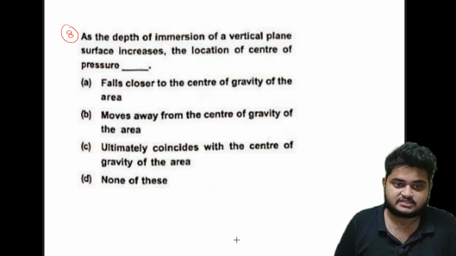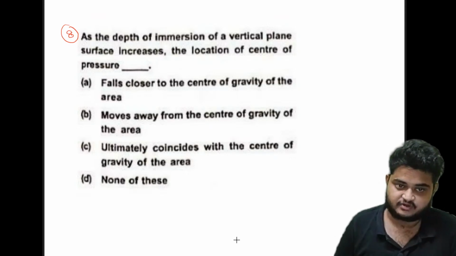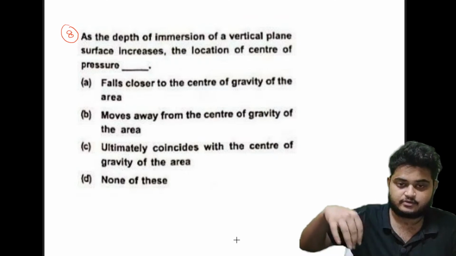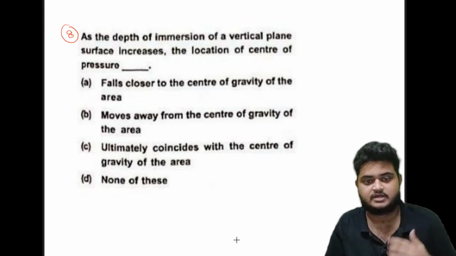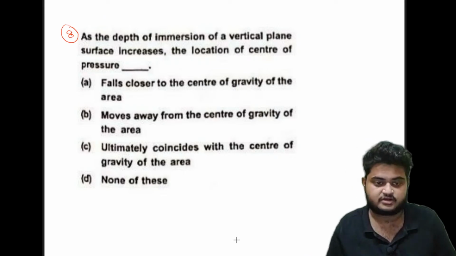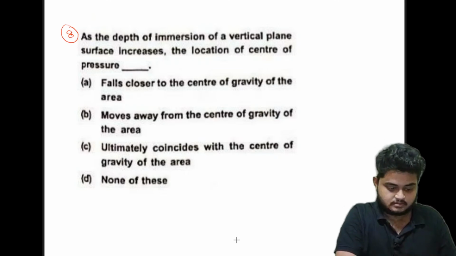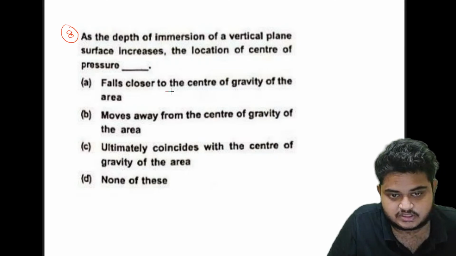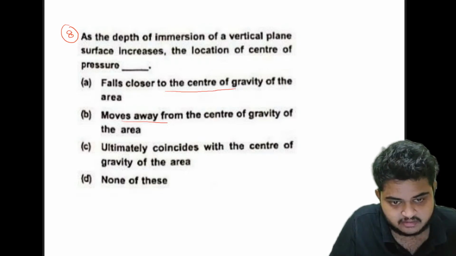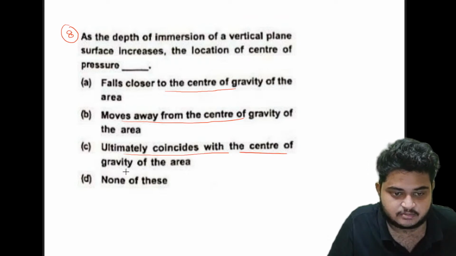The next question: as the depth of immersion of a vertical plane surface increases, the location of center of pressure. वर्टिकल कोई प्लेन को अगर और भी हम डेप्थ को इंक्रीज करें, ठीक है, तो उसका सेंटर ऑफ प्रेशर कैसे चेंज होता है. The options are given as: falls closer to the center of gravity, moves away from the center of gravity, ultimately coincides with the center of gravity.